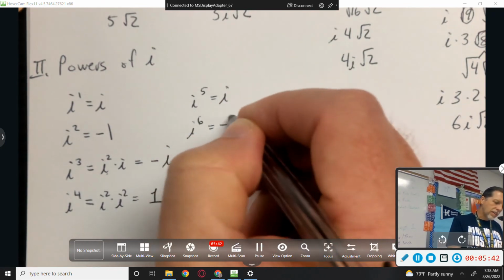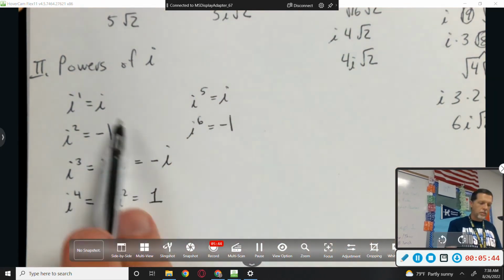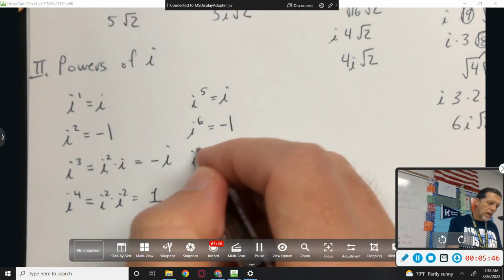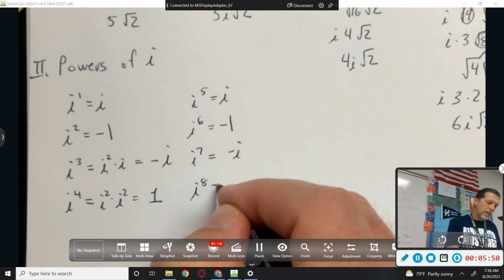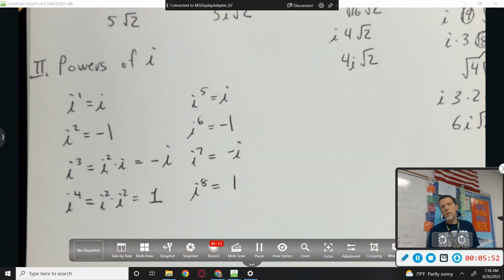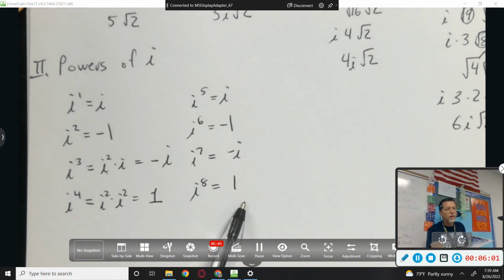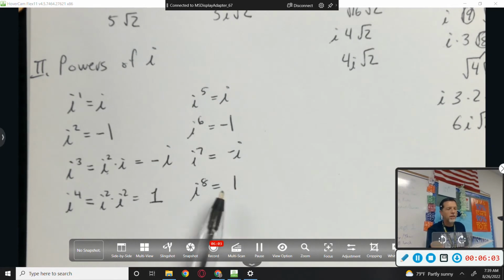I to the 6th is negative 1. I'm not even thinking about these, I'm just following the pattern. I to the 7th is negative I. I to the 8th is 1. And so on. So basically, if the power is divisible by 4, the answer is 1. After that, you kind of just count up or back. That's, to me, the easiest way.